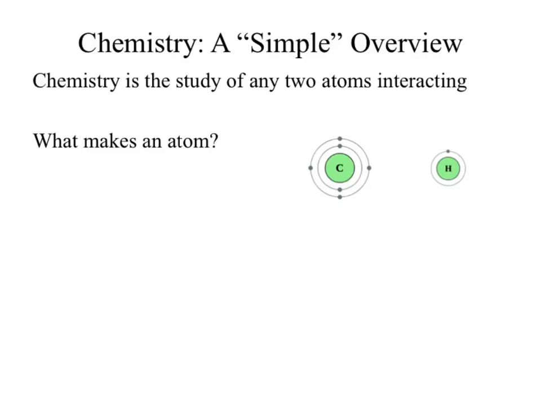Okay? So, in our simple overview, what makes an atom? Protons, neutrons, and electrons. All right? What makes a compound?